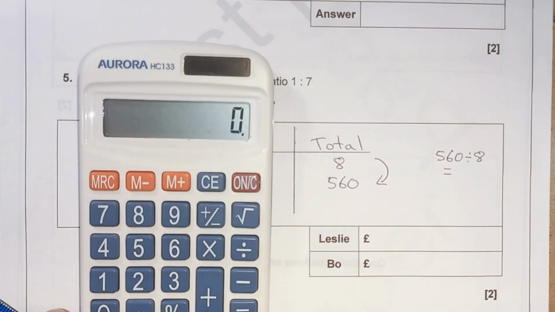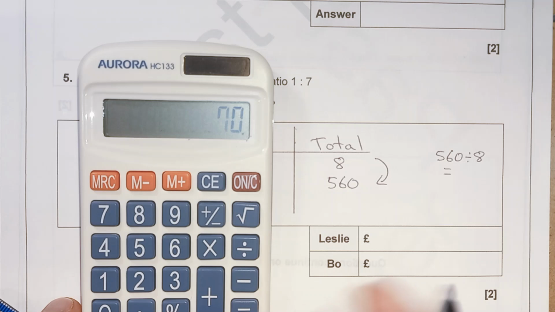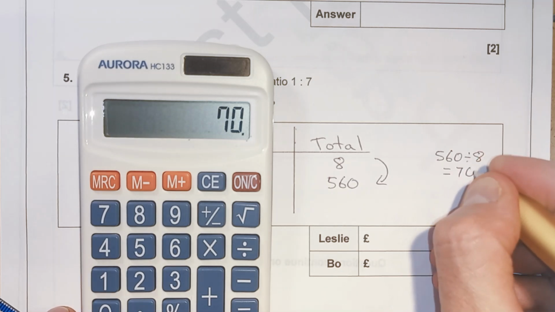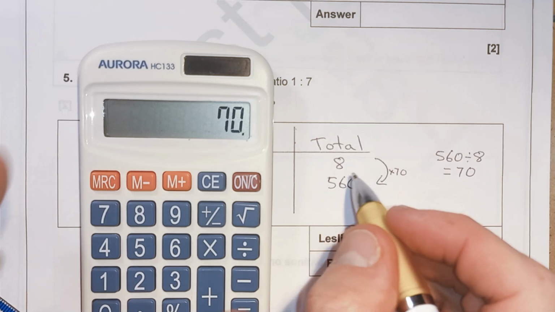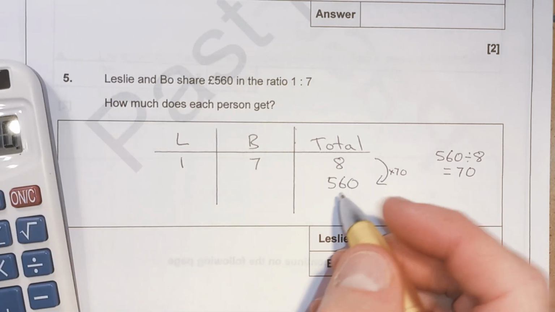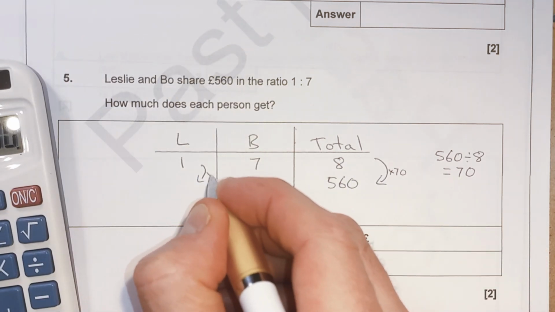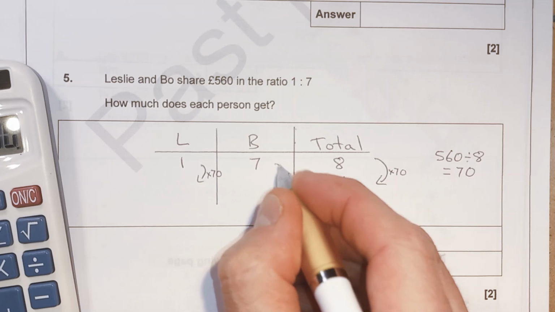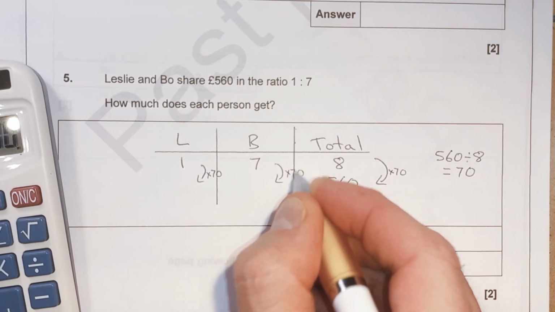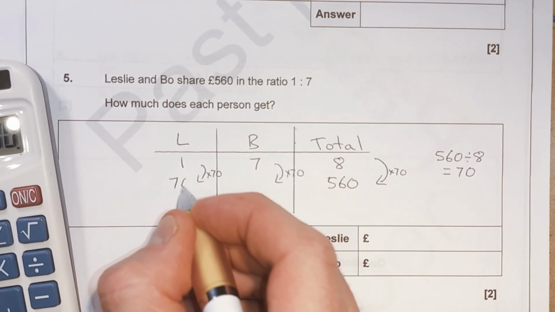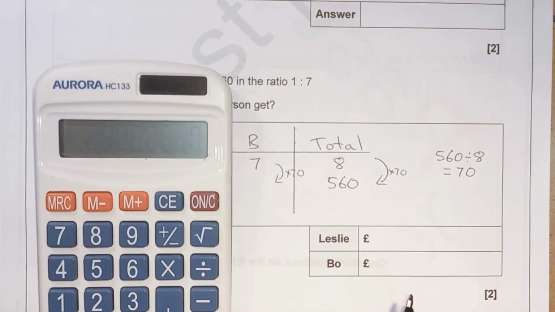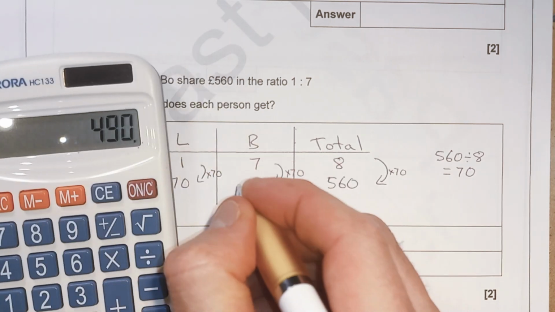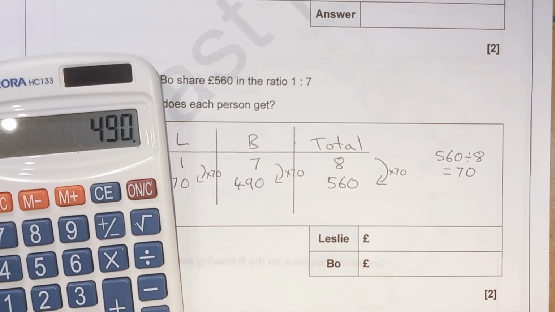And because we've got a calculator here, we can use that to find that it's 70. So we're multiplying this first row by 70 to get the new row. So we just have to do the same to these two numbers to get the new values. Well, 1 times 70 would just be 70. And 7 times 70, we use a calculator again, we get 490.